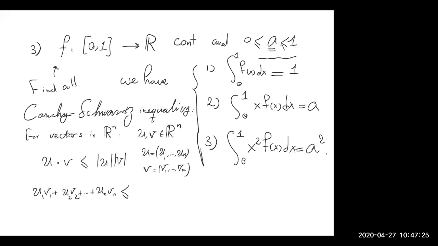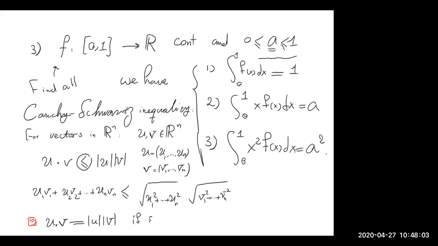This number is less or equal than the norm of u, which is the square root of u1 squared plus u2 squared plus up to un squared, times the norm of v, which is the square root of v1 squared plus v2 squared up to vn squared. Now, an important thing is about the equality. This is less or equal, but sometimes it is actually equal. So u dot v, the inner product of u and v, is equal to the norm of u times the norm of v if and only if.